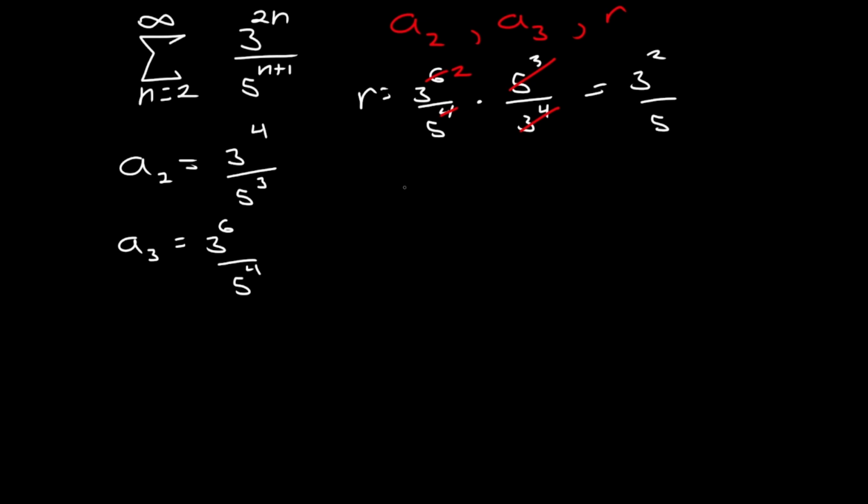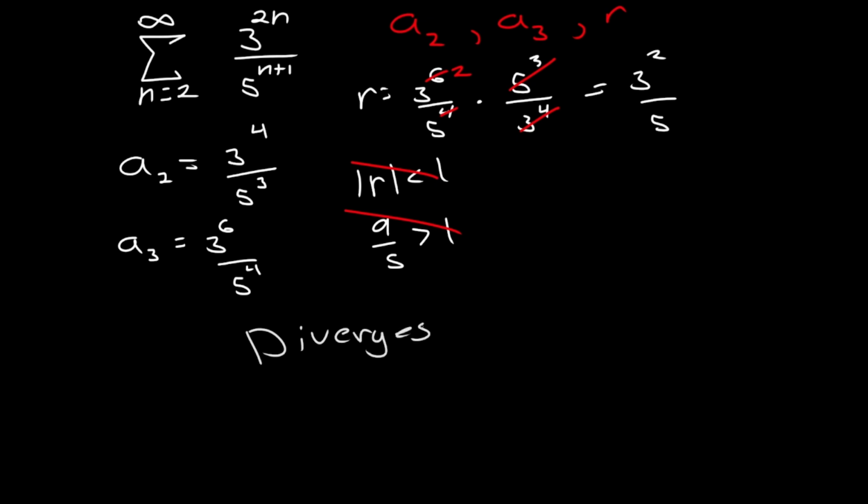Now this is different, because if we plug this into our equation to make sure it meets the requirement, we'll see that 9/5 is actually greater than 1, meaning this statement up here is not true, meaning that this series diverges. And that's the answer.